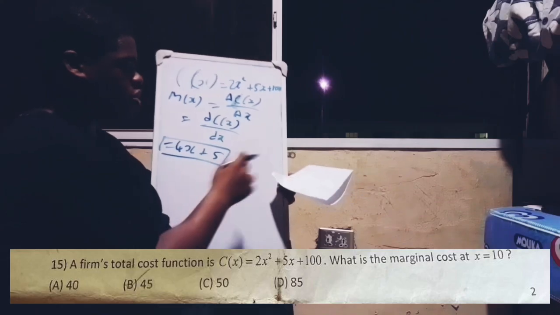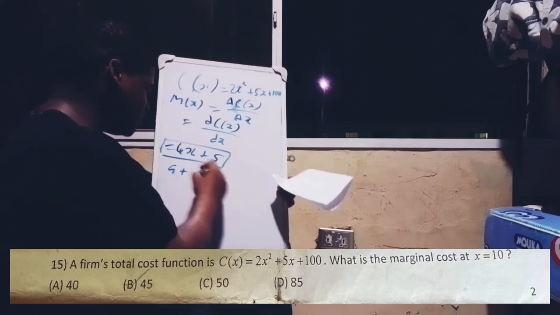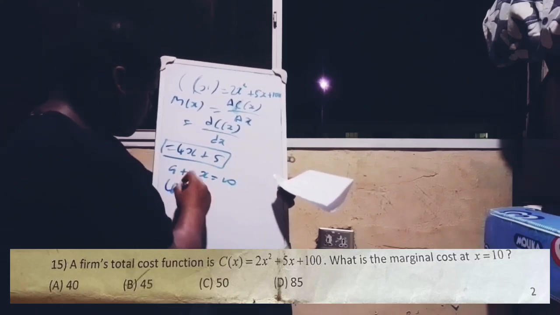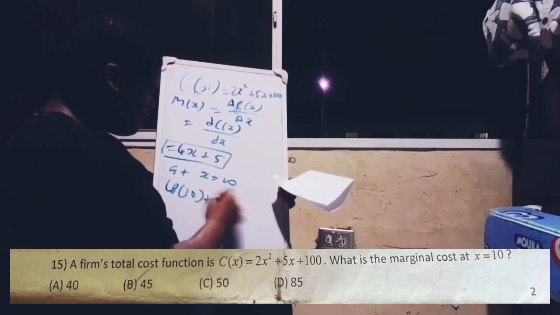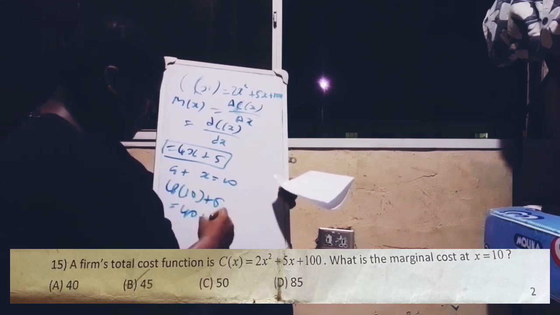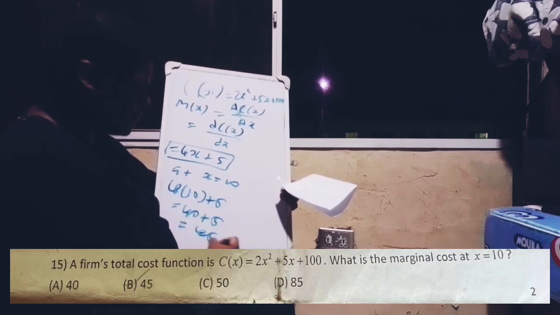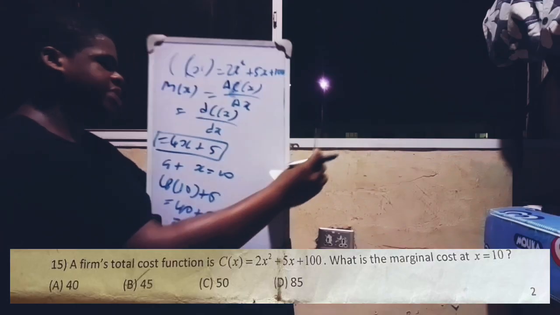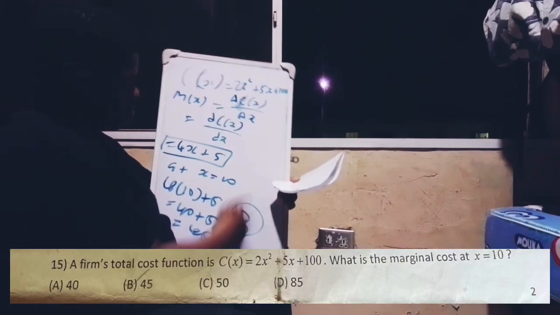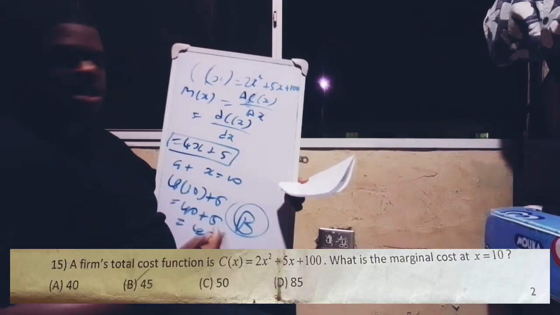So if you now plug in your function, you have at x equals 10, this will be 4 bracket 10 plus 5, which is equal to 40 plus 5, which is equal to 45. So your marginal cost at x equals to 10 is going to equal to 45. And that brings us to the end of this question.